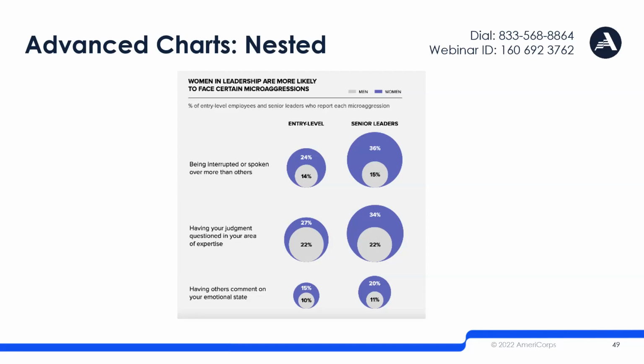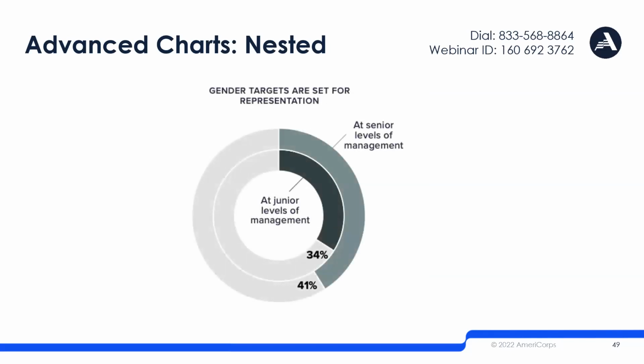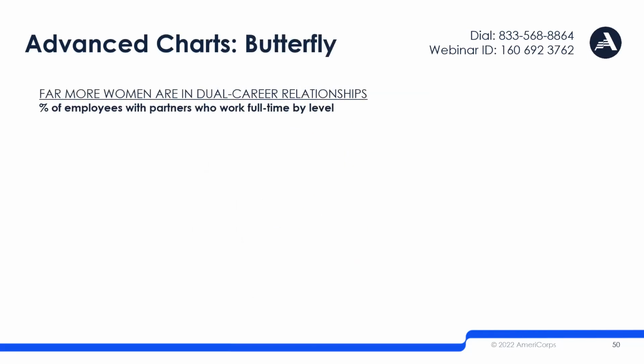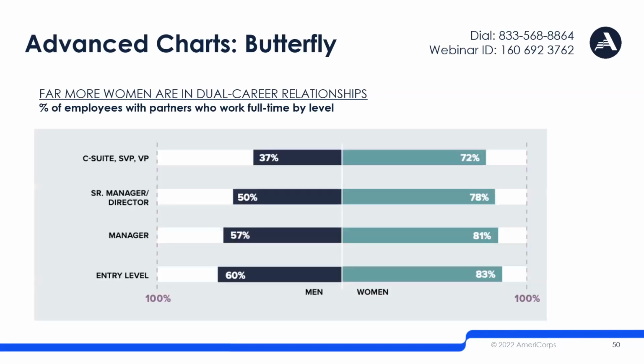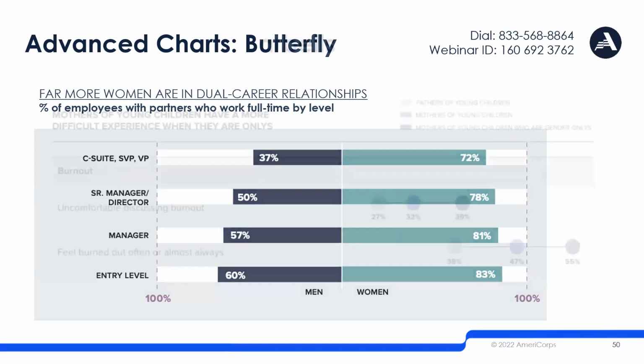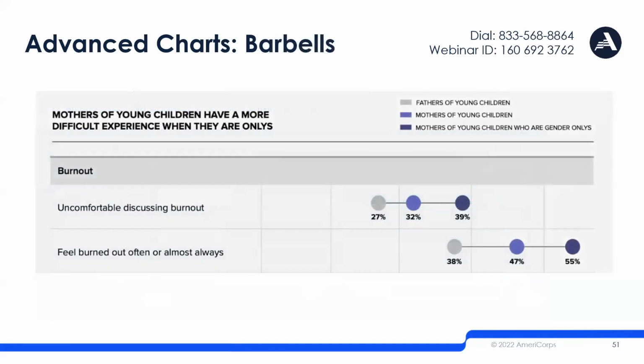And here's, can you advance? Okay. Here's a nested donut showing a simple comparison of the percentage of companies that set gender targets for senior versus junior management. This is a butterfly or tornado chart, which can be especially useful when doing two-way comparisons like we had here. And there are also barbells, which allow you to compare multiple points without having overwhelming clustered bar charts. This can be really great for showing before and after data.